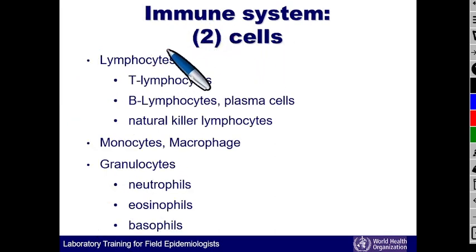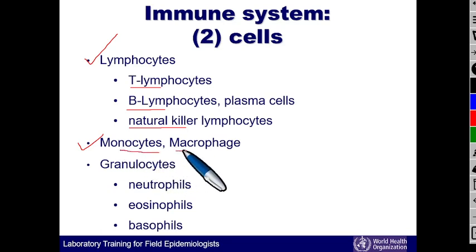The second part of the immune system contains lymphocytes. Lymphocytes are divided into two types, T lymphocytes and B lymphocytes, and natural killer cells are also lymphocytes. Next, under cells, monocytes and macrophages. When monocytes are present within the blood vessels, they are known as monocytes, and when they come into tissue areas, they are known as macrophages. And granulocytes are divided into three types: neutrophil, eosinophil and basophil.